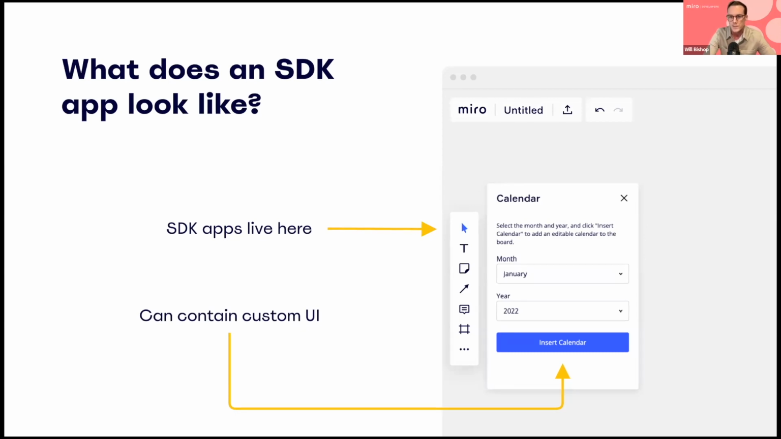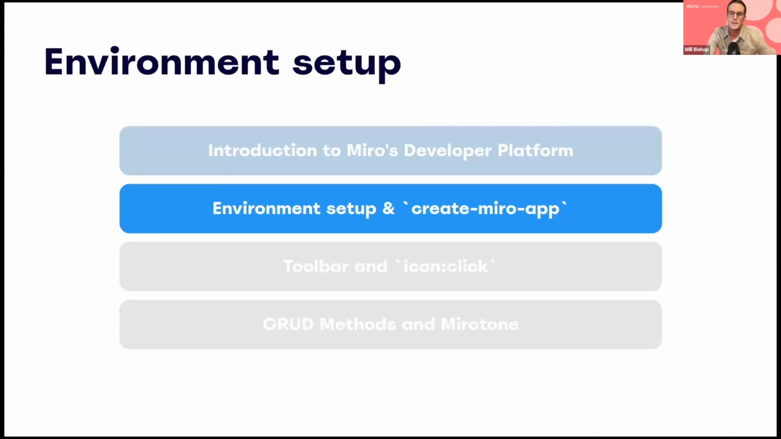But you will find that all of these apps live in an app panel that's open from the left-hand side of a Miro board. These can have their own custom UI, modals, and more. And you can access these directly from this toolbar, as you see here. So let's actually just dive into getting started with a boilerplate.